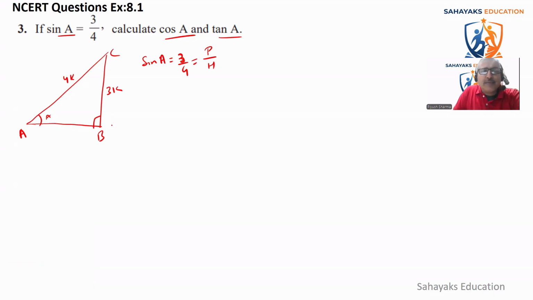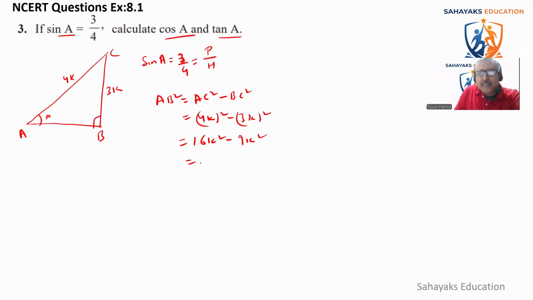Now what is the value of AB? That means AB square is equal to AC square minus BC square. So it is 4K square minus 3K square. It comes out to be 16K square minus 9K square. So 16 minus 9 comes out to be 7K square. So this is AB square. So what is the value of AB? AB is equal to root 7K.